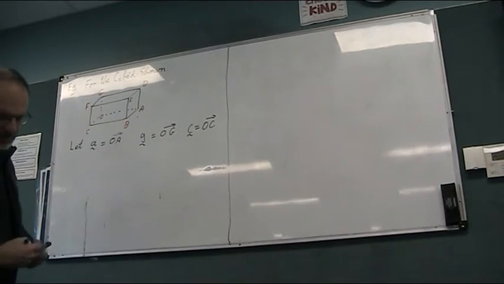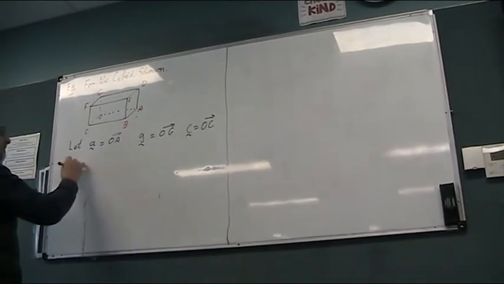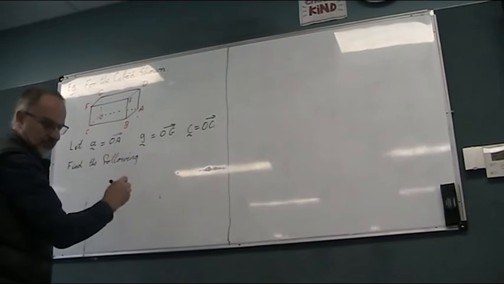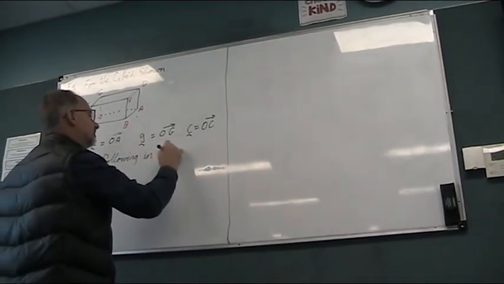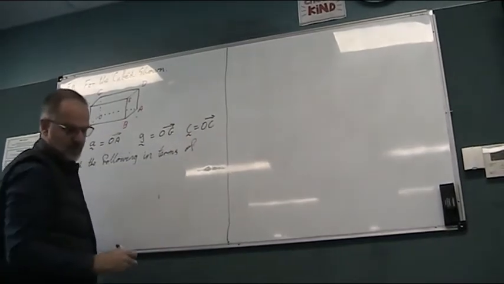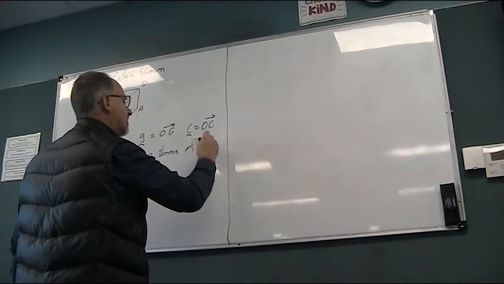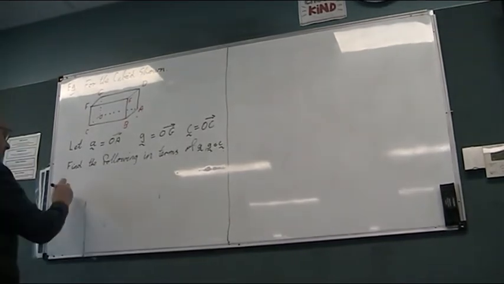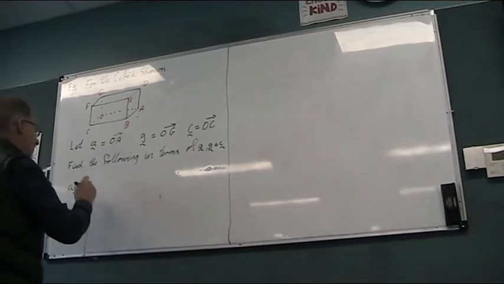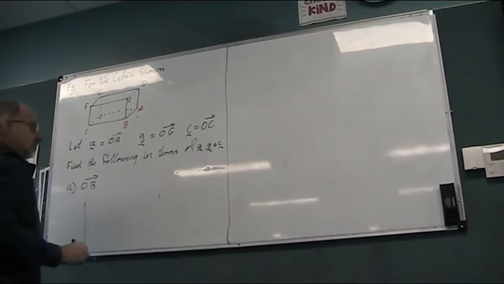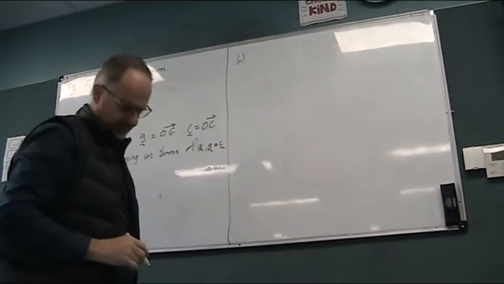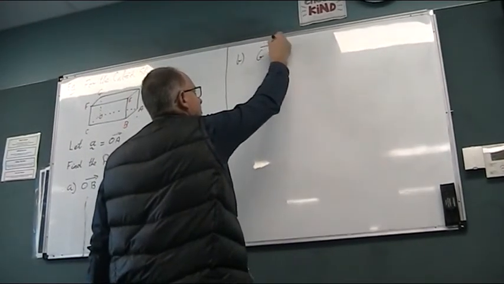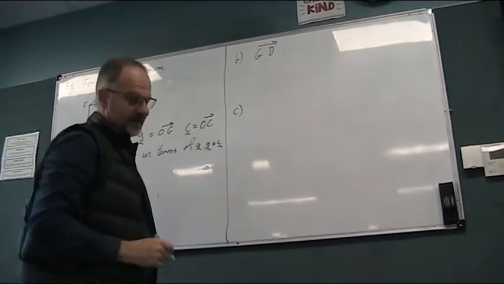And so what you can do is we can use those and find the following, in terms of A, G and C. So the first one is O to B. Second one is G to D. And the third one we're going to look at is F to A.